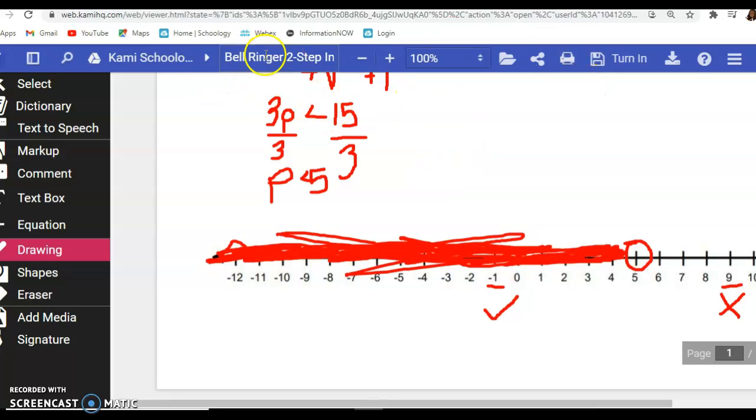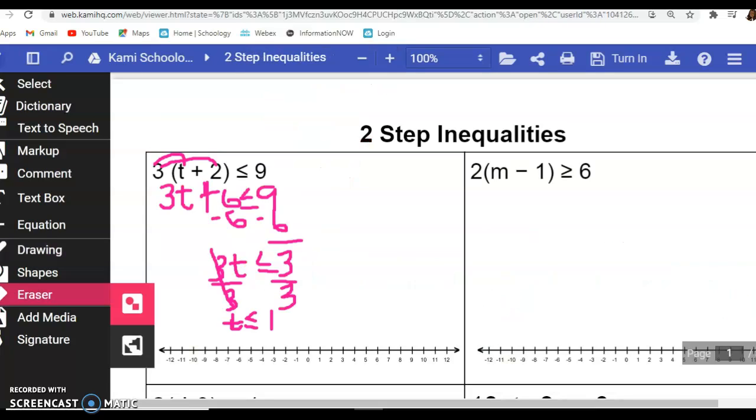so we're done with the bell ringer. You guys can go ahead and submit that. And now we're going to look at the assignment for the day. Okay, so now we're doing 2-step inequalities. So as you can see, I've already worked the first one.